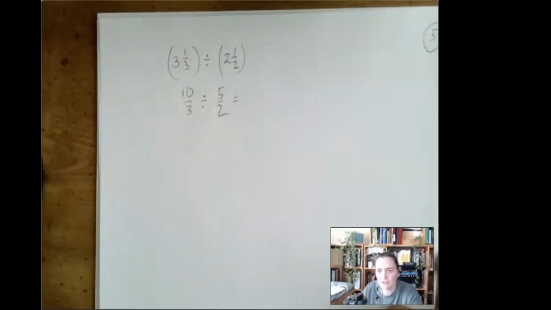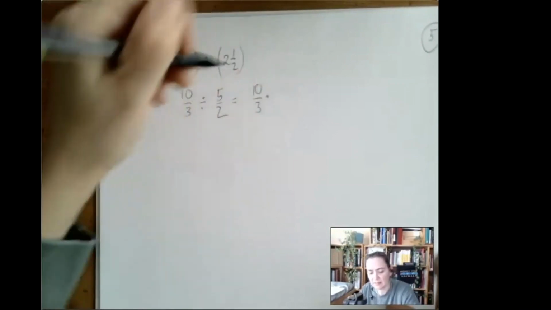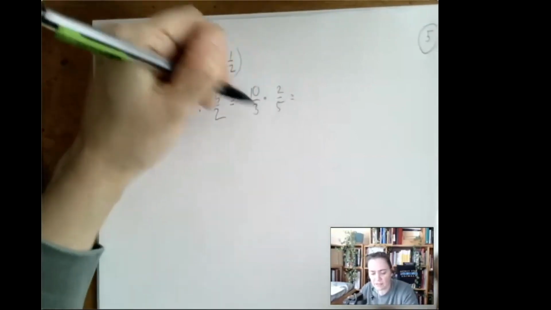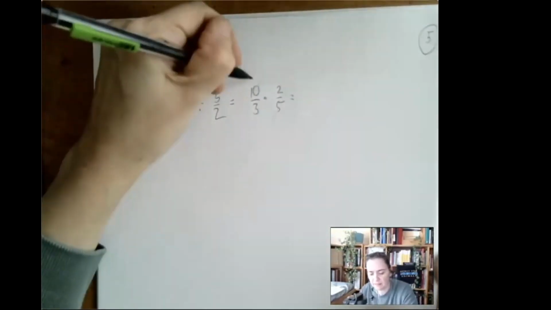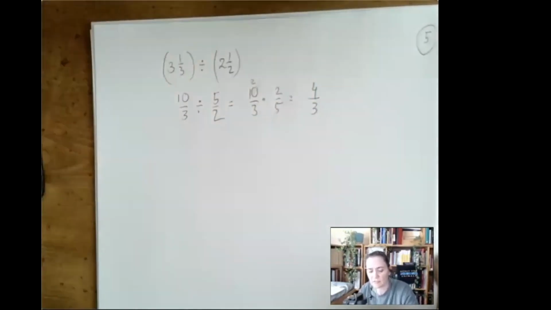To divide is to multiply by the reciprocal. So 10/3 times the reciprocal of 5/2, which is 2/5. There's a little cancellation between 5 and 10. So we have 2 times 2 is 4 over 3 times 1 is 3. So it's 4/3.